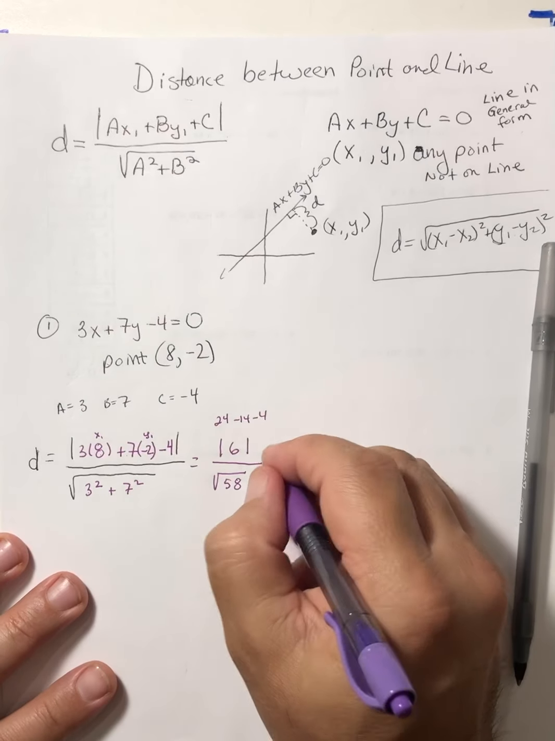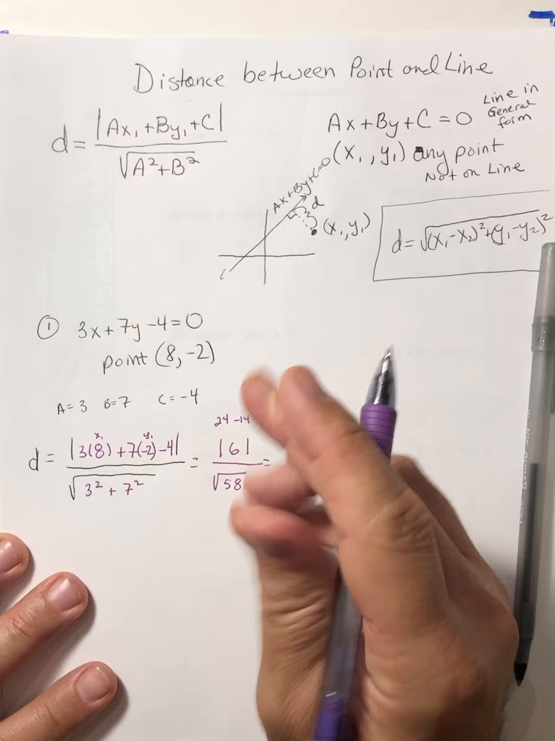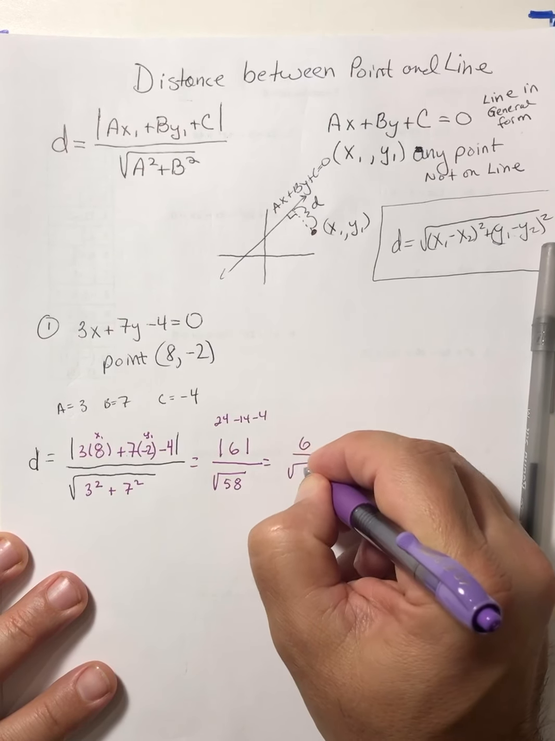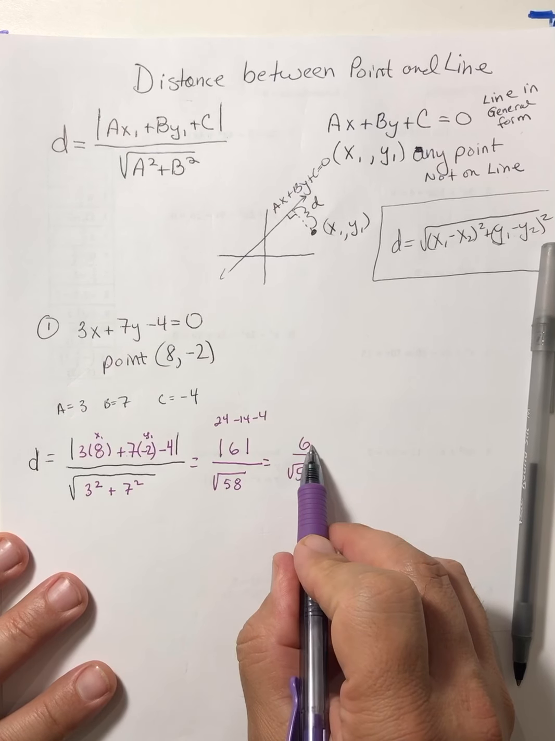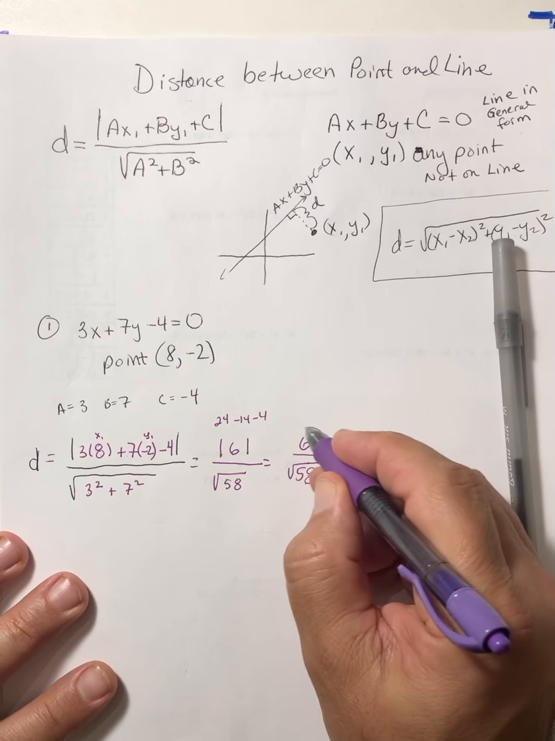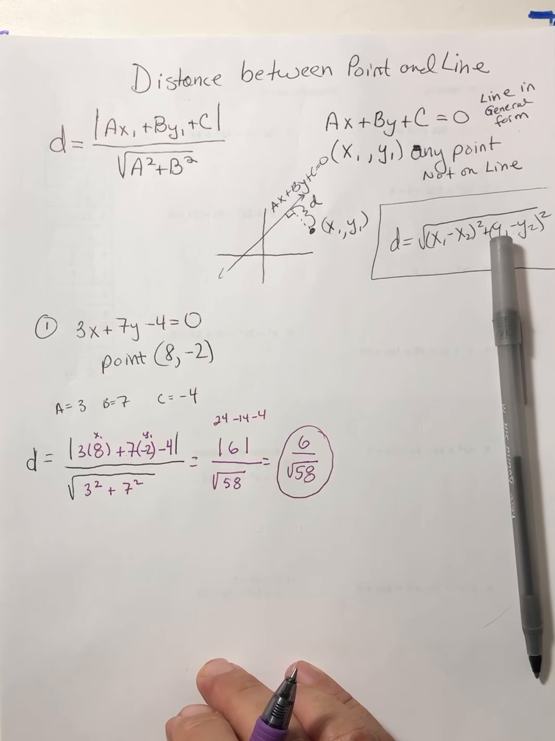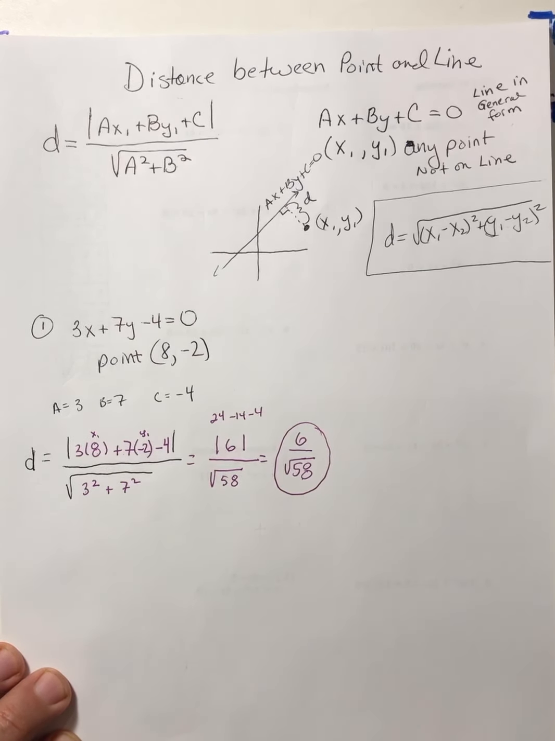Remember, distances are always absolute values. So we just have 6 over the square root of 58. My only expectation is that if you could have cleaned up 58 and reduced it with the 6, that's what you do. But this is a perfect answer. There's nothing wrong with the problem. So we're all done with the work here. That's as straightforward as can be. Don't make it any harder than it needs to be.